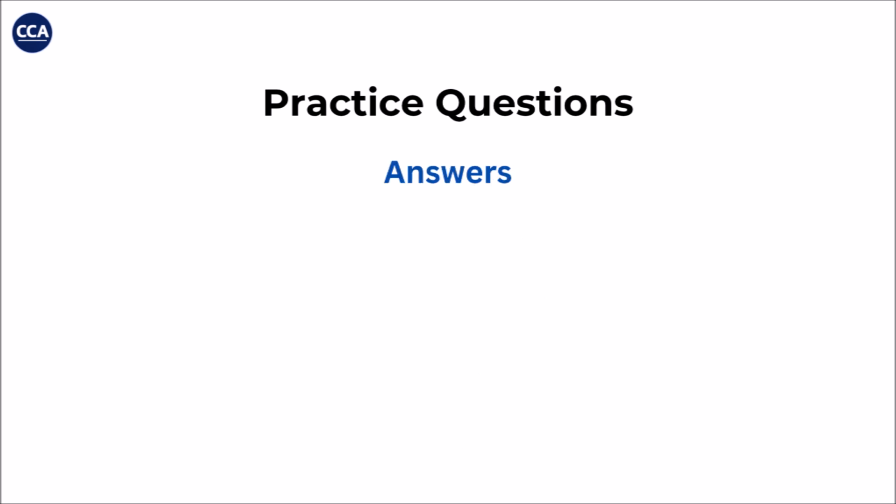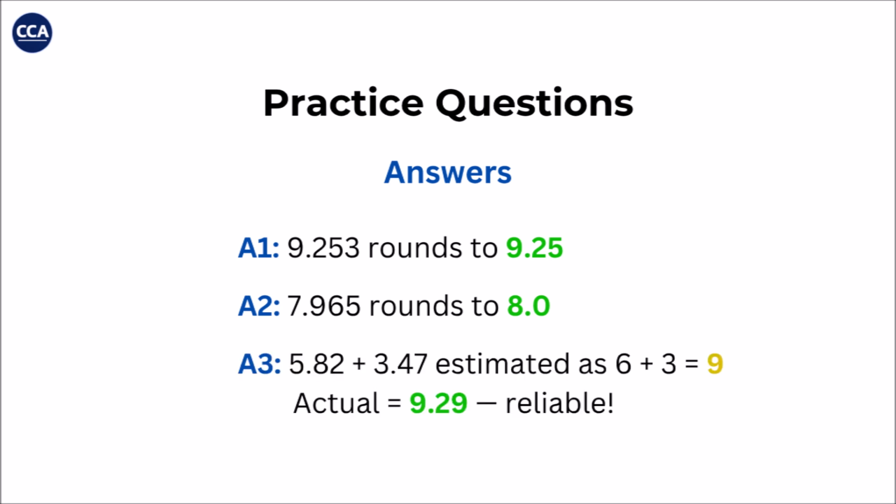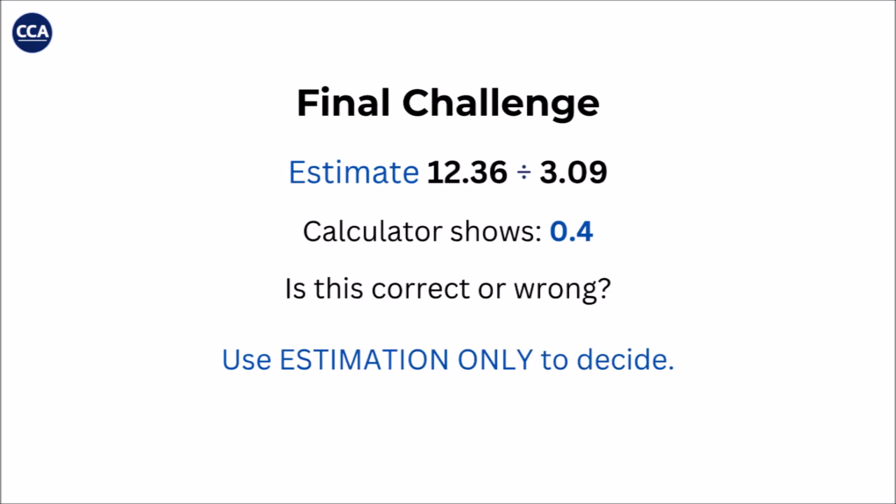Here are your answers. Answer 1 is 9.25. The digit to the right of the hundredths place is 3. Round down. Answer 2 is 8.0. The digit to the right of 9 is 6. Round up. 9 becomes 10, so we carry over. 7.9 becomes 8.0. Estimate answer of question 3 is 6 plus 3 equals 9. Actual answer is 9.29. Very close, right? Your estimation was reliable.